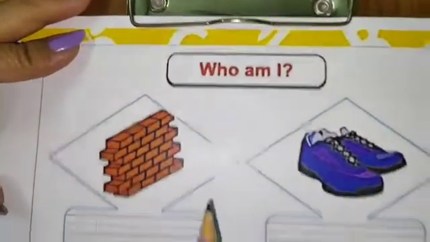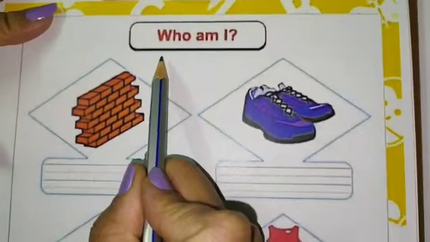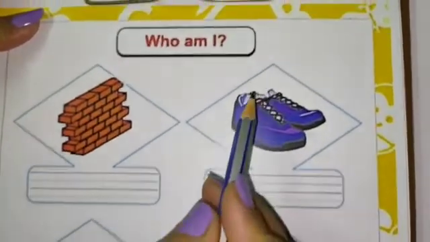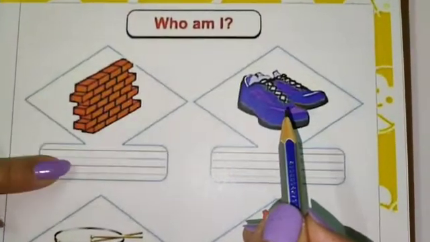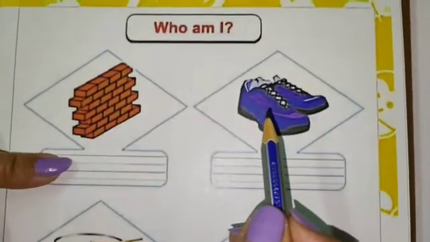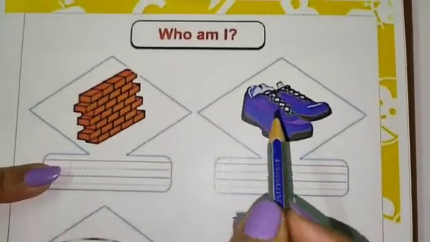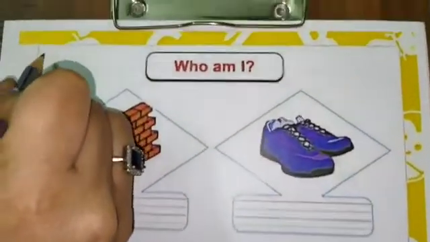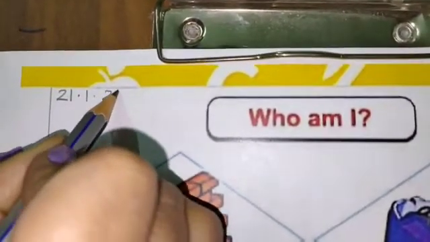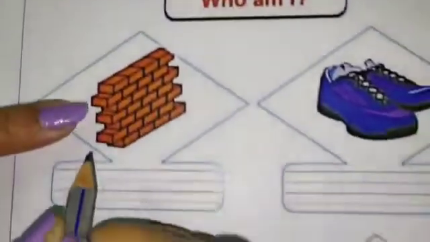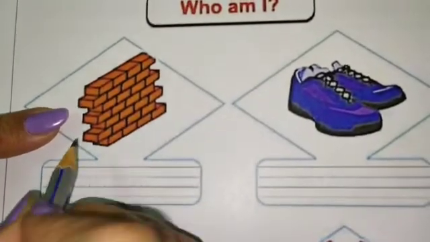Next, we have to open to page number 88 in our class workbook. And here we have to do another exercise called Who Am I? So what do we have to do here, children? We have a picture here. Underneath the picture, there's a box given where we have to write the correct blend. So we begin with today's date, which is 21.1.21.